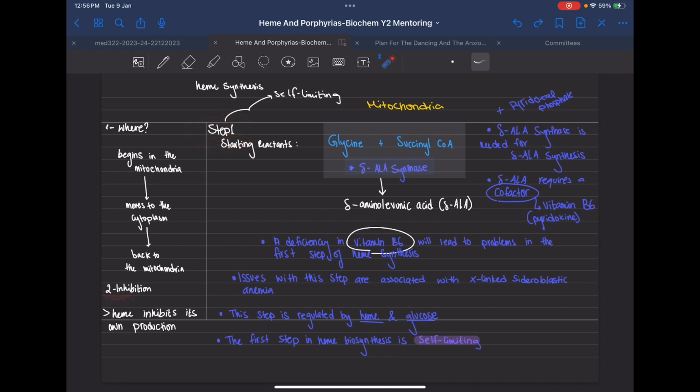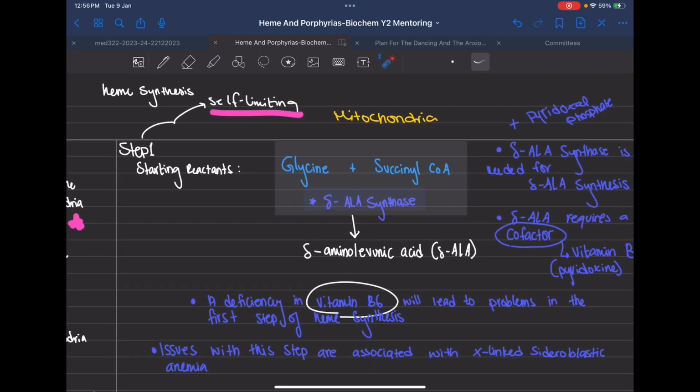So the second thing that you need to know before we start is that heme inhibits its own production at the first step, making the first step a self-limiting step. So far we've covered 2 points, so I'm going to put a star next to this and a star next to this. And I really want you to focus on the enzymes that are going to be coming up, because we didn't actually go into the mitochondrial versus cytoplasmic enzymes yet. All right, so let's begin with the actual pathway.